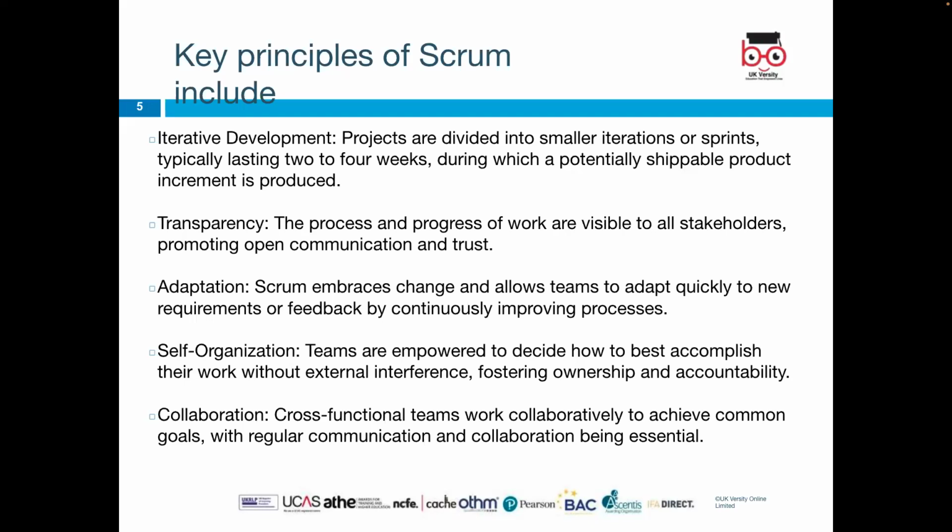Transparency: the process and progress of work are visible to all stakeholders, promoting open communication and trust. As one of the key principles, what you are working on should be visible to the stakeholders, and the stakeholders can be the end users that will probably use the product. Also, adaptation. Scrum embraces change and allows teams to adapt quickly to new requirements or feedback by continuously improving the process.